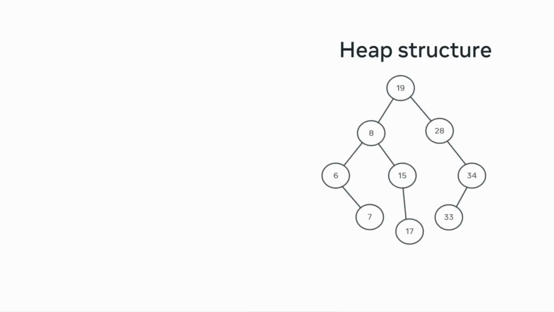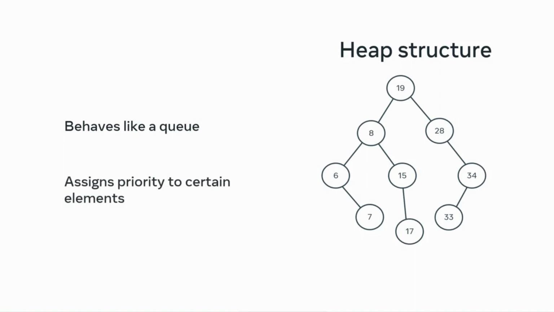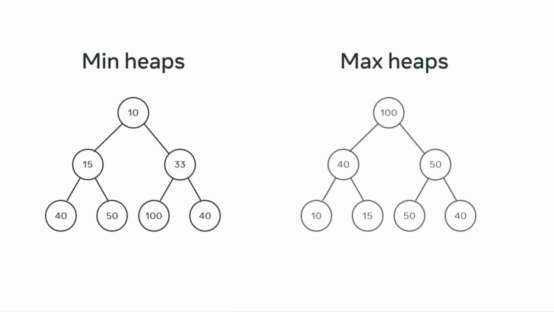A heap is a specialized data structure that is modeled like a tree, but behaves in a similar way to a queue, though with a notable difference of assigning priority to some elements. Each element in a heap has a key value, and the priority can either be the smallest or the largest key value. Heaps that place priority on the lowest valued key are called min heaps, and ones that place the priority on the maximum value are called max heaps.